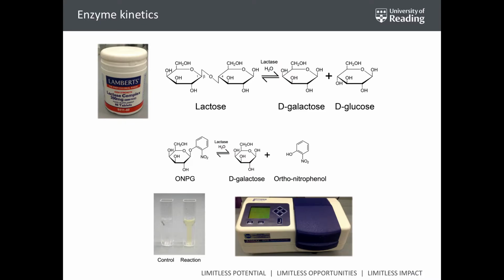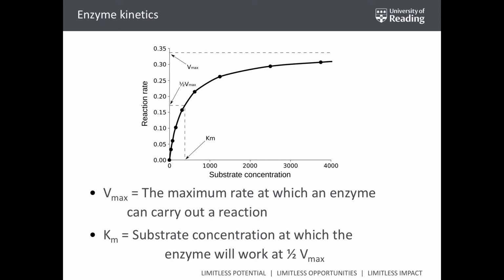So these are enzyme reactions that we can measure in the laboratory, we can quantify them, and we can calculate those key parameters, the Vmax and the Km. And what we would do is we would purify the enzyme of interest and carry out a series of reactions at different substrate concentrations, measure the rate at which the reaction occurs.